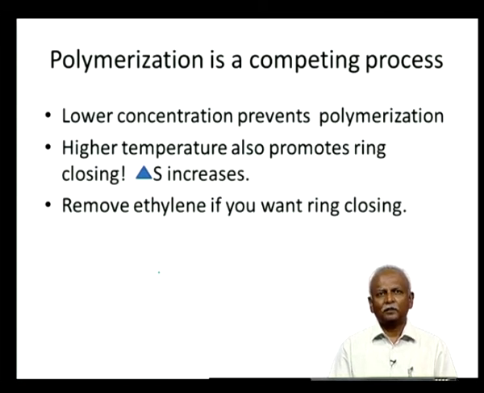If you have high temperature, then the ring opening and the elimination of ethylene is promoted, because T delta S increases in the process, and you can have a larger negative free energy change as a result of the reaction. And so, that would be a more favorable process when you have the reaction proceeding in the forward direction. That means you have ring closing during the whole system. If you want to do a ring closing reaction, you should remove ethylene from the reaction mixture, so that it does not come back and compete for the reaction.